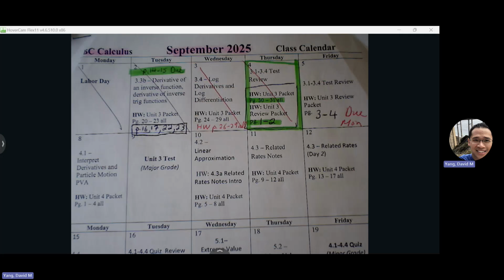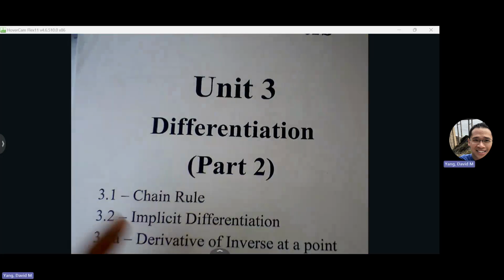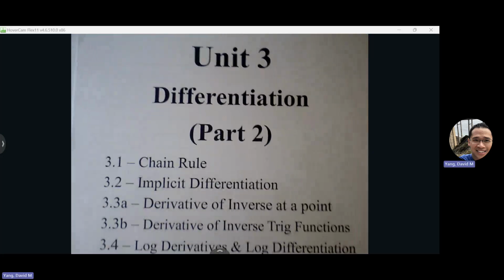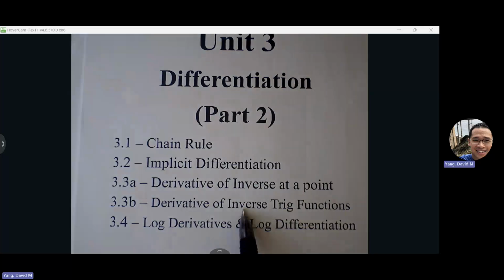So power rule, product rule, quotient rule, derivatives of trig, and then all of Unit 3, so chain rule, implicit, derivative of inverse, inverse trig functions, log derivatives, log differentiation.